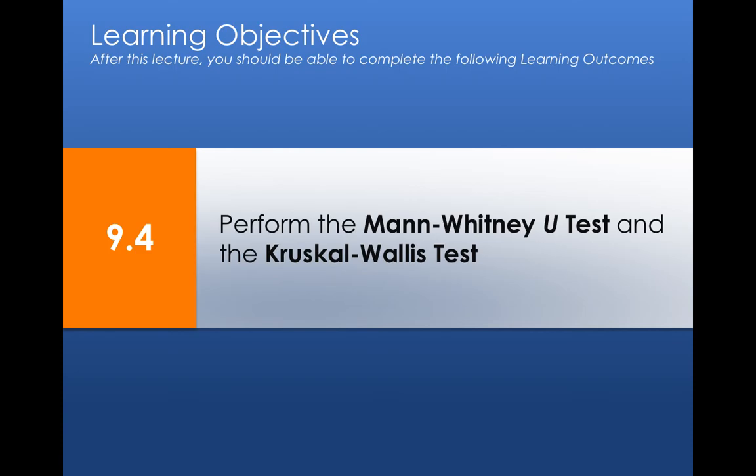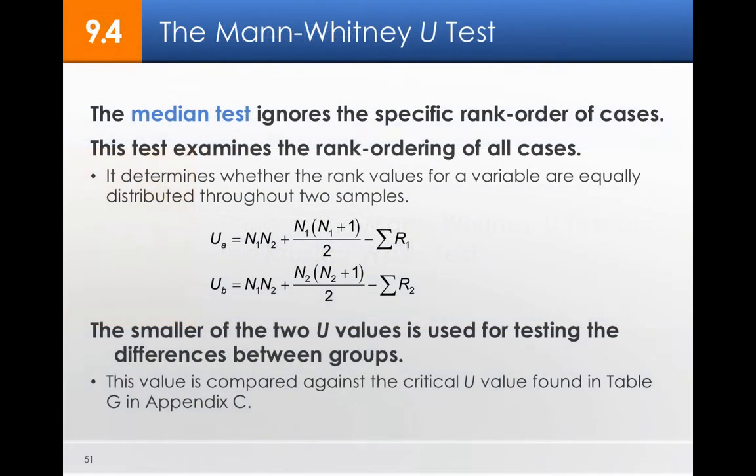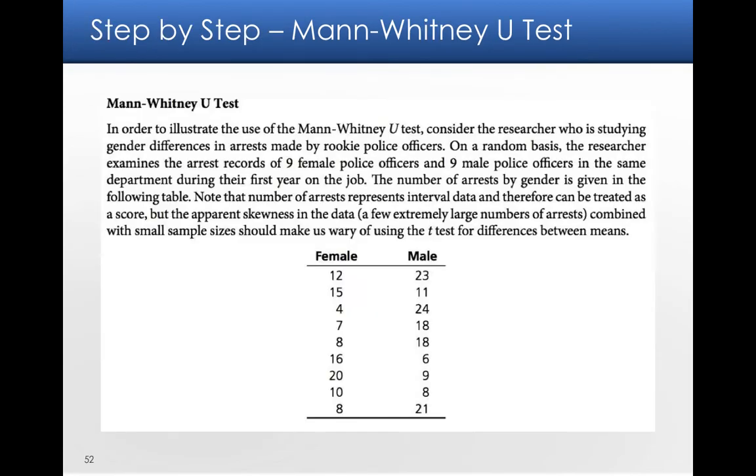All right, now let's look at the Mann-Whitney U Test and the Kruskal-Wallis Test. So the median test ignores specific rank order of cases. This is looking at rank ordering in cases, whether the rank values for a variable are equally distributed throughout two samples. All right, so remember our n's are sample size, right? We have our sum here. Okay, so the smaller of the two U values is used for testing the difference between the groups. We're going to compare that against the critical U value table in Table G in Appendix C.